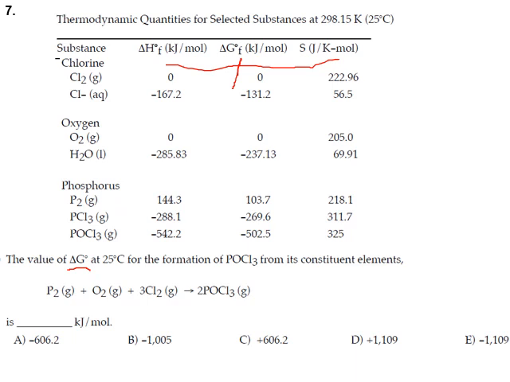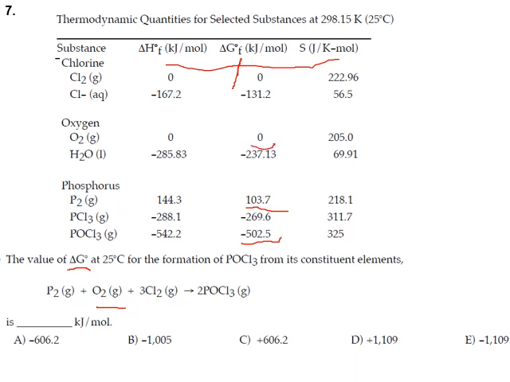All right, so starting with the products, we've got POCl3 gas, which is right here. And so we'll start off by multiplying that times 2 because of the 2 coefficient in front of it. So 2 times minus 502.5. And then we subtract whatever the value is for delta G for P2. And that's a gas also. So that's going to be this one right here. So 2 times 103.7.